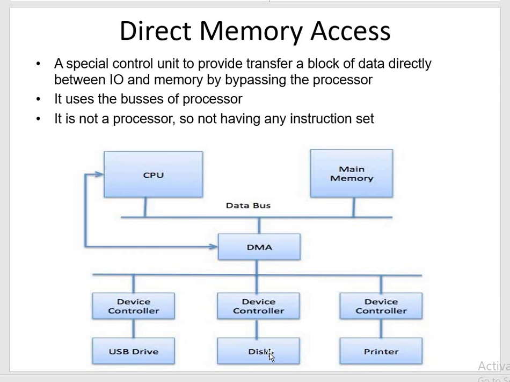So in other words, we can say that the DMA is a controlling unit which is used to transfer bulk data from one source, which may be I/O or memory, to another source, which may be memory or I/O. Okay.